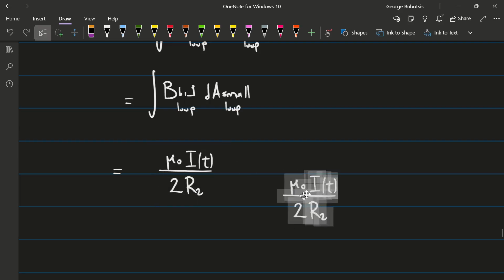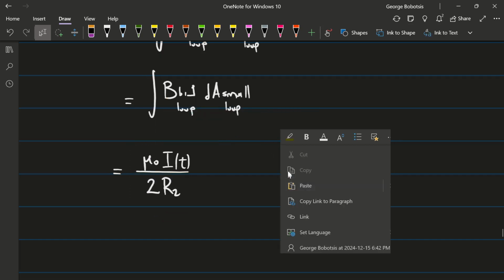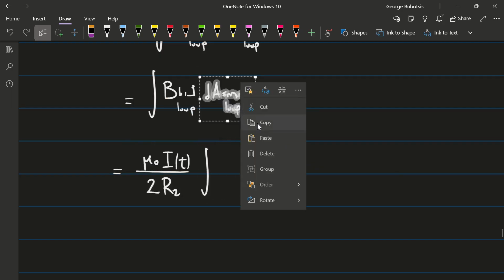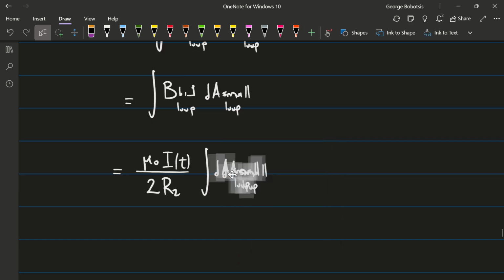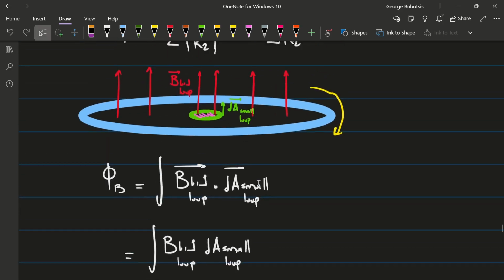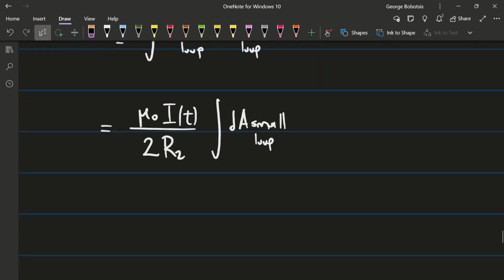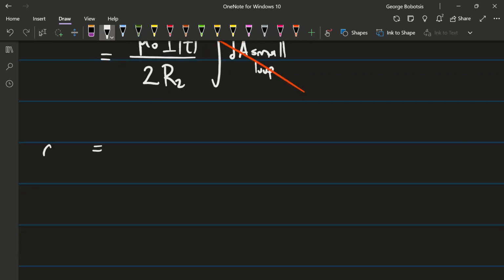What does that mean? You can pull it outside of this integral right now, because it doesn't depend on anything that has to do with space. And now you're integrating the area of the small loop. What's the area of a circle? Pi r squared. And that r over here is r1, so this entire thing is just going to be pi r1 squared. I think you see where this is going. So you got the flux right there.